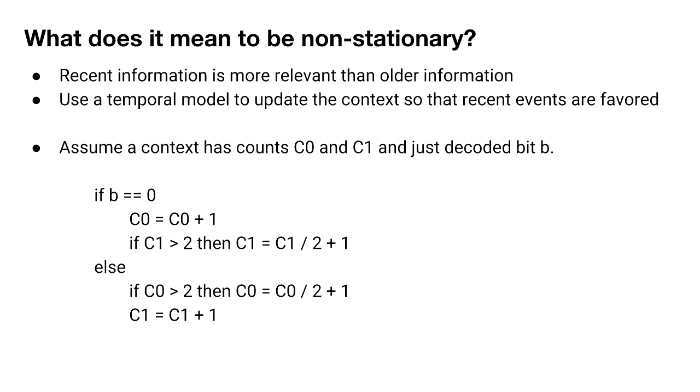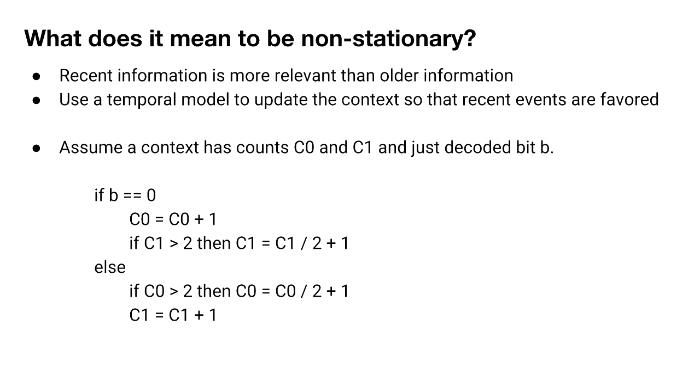All right. I mentioned this was a non-stationary n-gram, and so what does that mean? Basically, it means that as we're doing this decoding, recent information is more important than previous information. And so there's this temporal model we use to do the updating. So when I said before these were the number of times, it wasn't exactly true, it's kind of proportional. And so what happens is if you have some running counts for a particular context, and you saw a zero, you will increment the zero count, and you'll basically divide the one count in two. And so if you predicted a zero and you saw a zero, that becomes more likely. And if it switches to starting to see ones, it swaps pretty quickly.